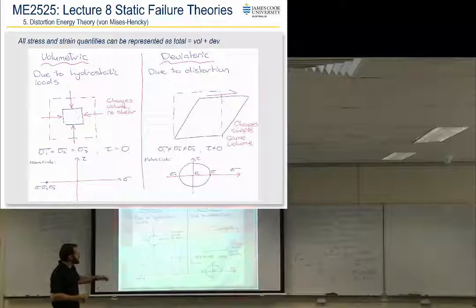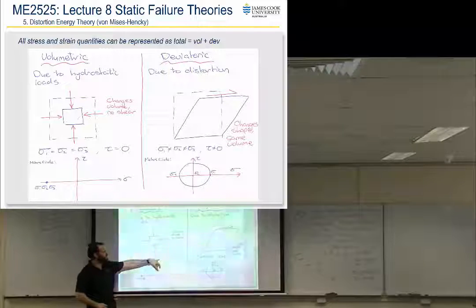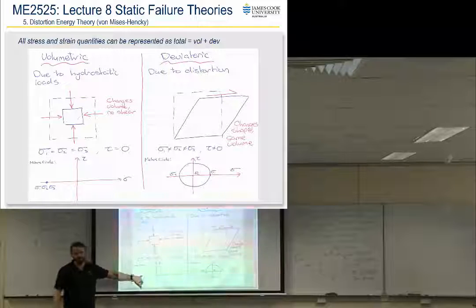Okay? And if we have sigma 1 equals sigma 2 equals sigma 3, our little circle is a decimal point. It is an infinitesimally small little dot. We don't have any shear at all. It is purely hydrostatic stress. Okay, so that's what a Mohr circle for a hydrostatic case looks like. Tau equals zero.